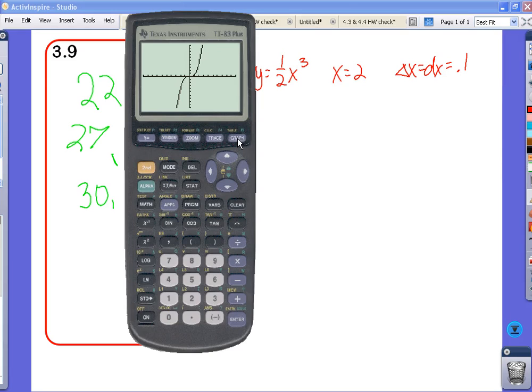So at x equals 2, let's put a point there. There's this point right there. They're saying between 2 and 0.1 away from 2, so 2.1, what's the change in y? And what's dy, which would be the change in y of the tangent line at that point?